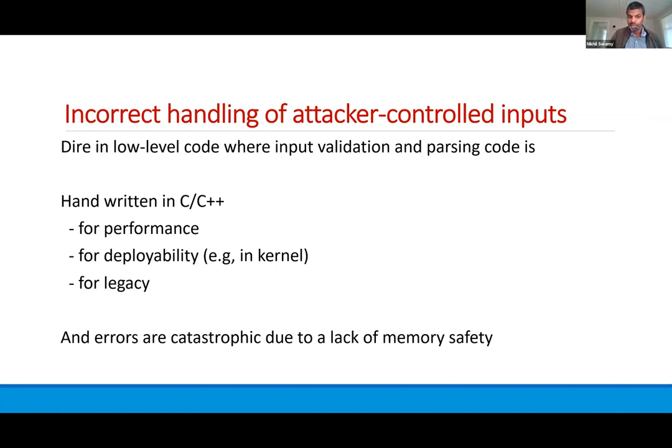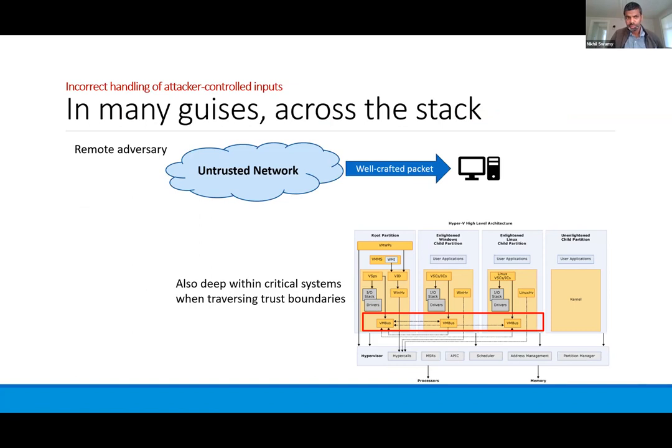But any error that you make here is catastrophic due to lack of memory safety. Now, I wanted to emphasize that improper input validation occurs at all levels of the stack. The common impression is to think of a program getting some untrusted input from, say, a network, and you need to make sure that you properly parse the packets you receive off the network, and that's certainly a common case of making sure that you do input validation correctly. But it happens everywhere in the software stack.